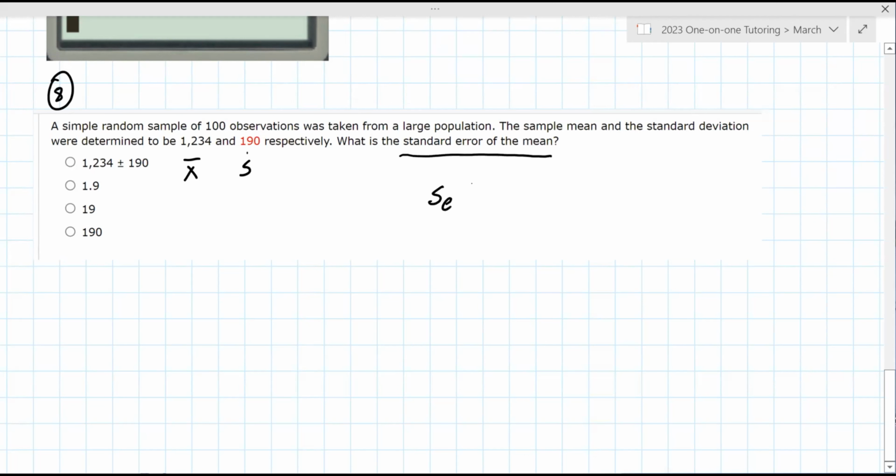So the standard error is the standard deviation divided by the square root of n. In this problem, your standard deviation is 190. Your sample size is 100. If you want to go ahead and calculate that for us. Yep. 190 over the square root of 100. That's 19. Sweet.